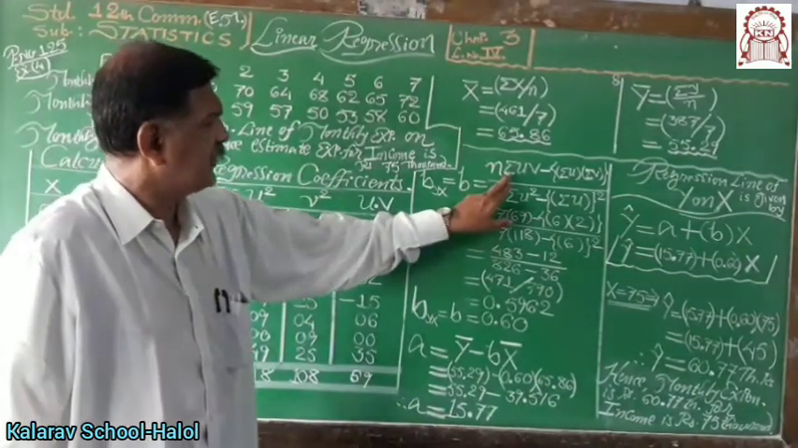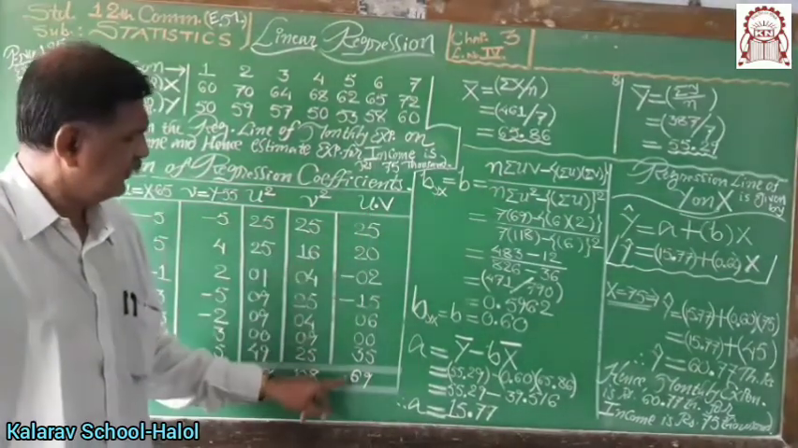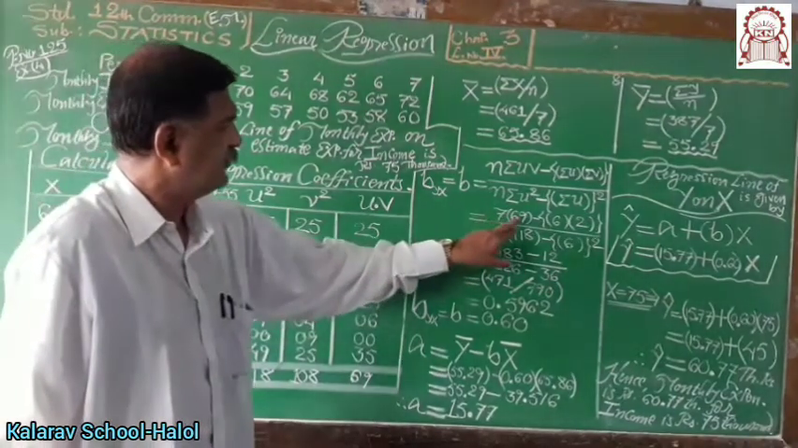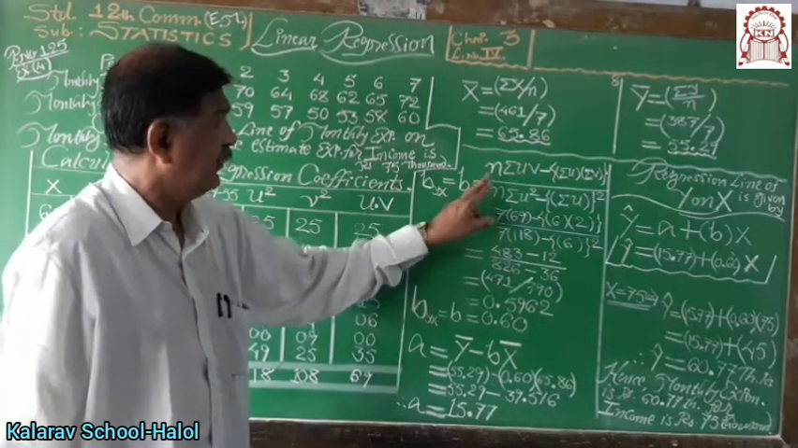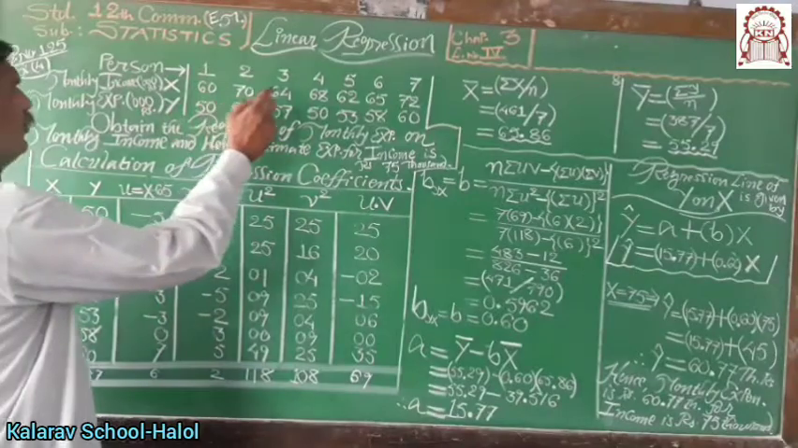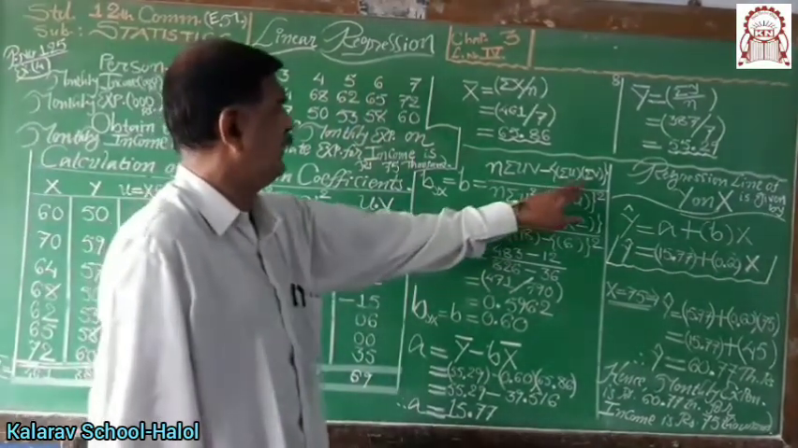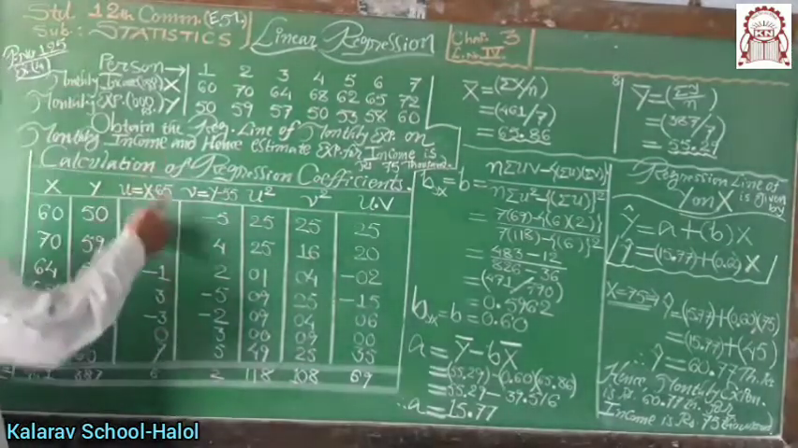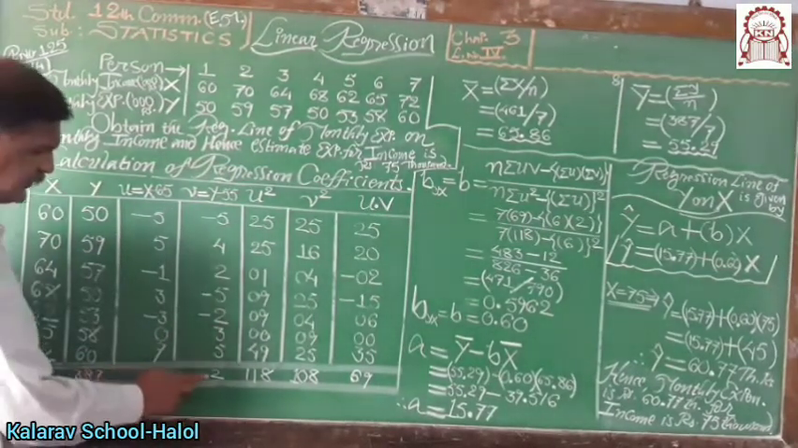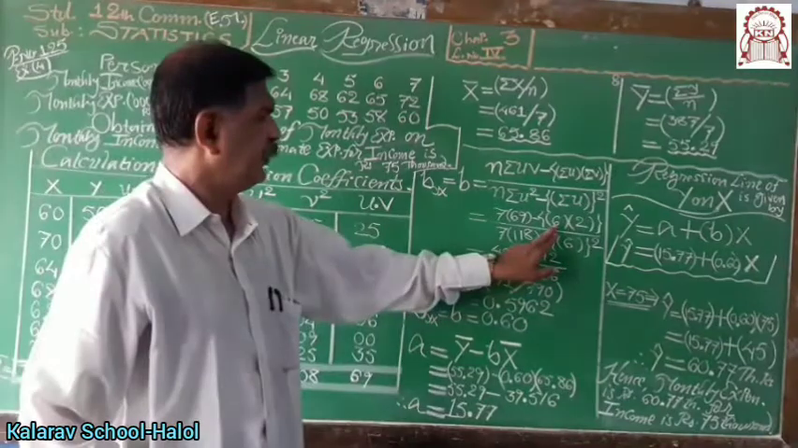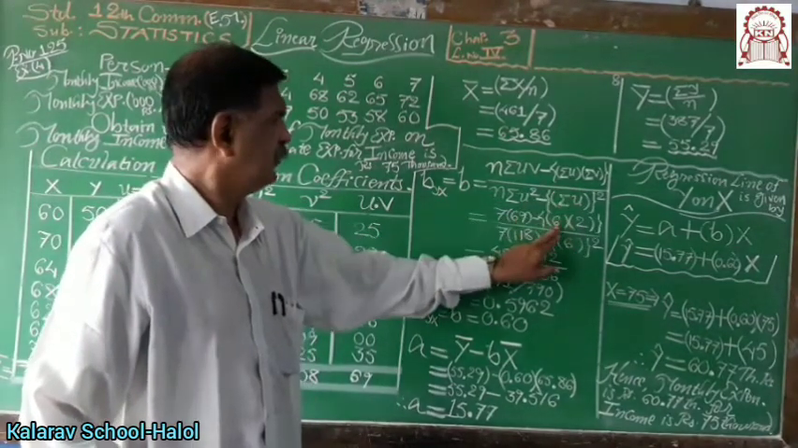Substitute the value. Sigma uv total is 69. 7 times 69, and 7 means n. N means 7, the number of items: 1, 2, 3, 4, 5, 6, 7. Sigma u, sigma v, the totals of u and v, are respectively 6 and 2. Substitute the values: sigma u 6, sigma v 2.